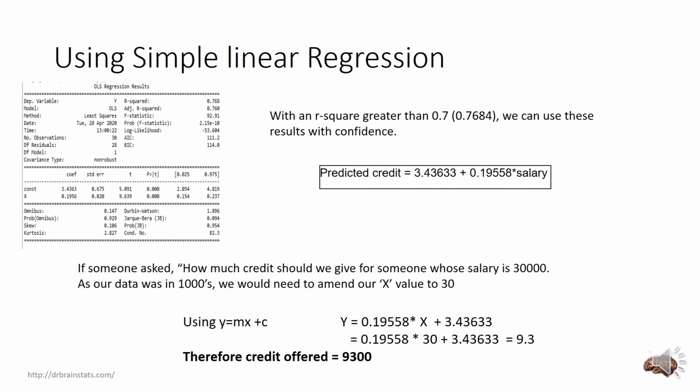So now we go back to our results. With an R squared greater than 0.7, we can use these results with confidence. So if someone asked us, how much credit should we give for someone whose salary is 30,000? As our data was in the thousands, we would need to amend our x value to 30. So solving it as shown tells us that the credit offered should be 9,300.